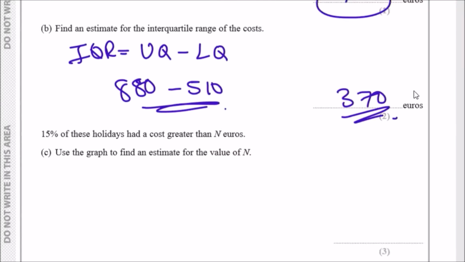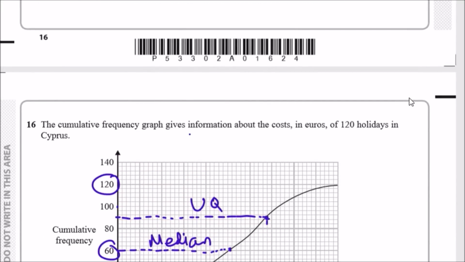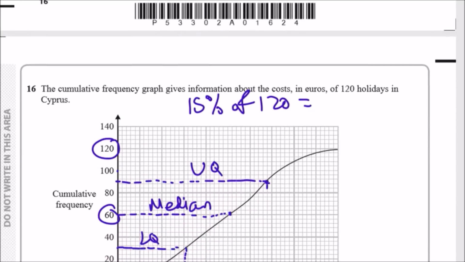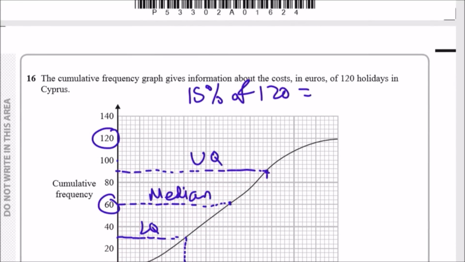So first, in your calculator, 15% of 120. So 15% times 120, and you should get 18. So we're talking about the last 18 holidays. And the last 18 from 120 should be 102 onwards. So just double check, 120 minus 18, meaning holidays from 102 onwards. So that's actually from here. So I'll write down here from 102 plus to 120. This includes the last 18 holidays.